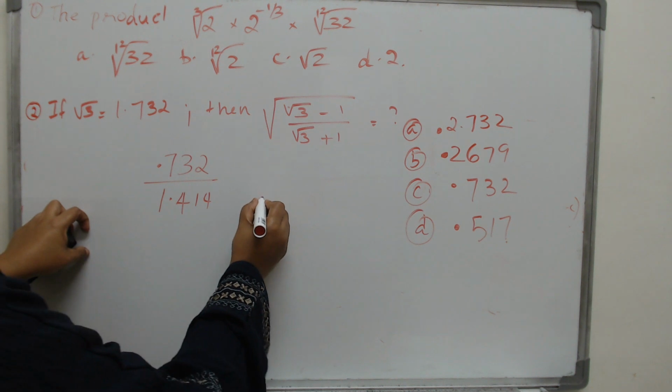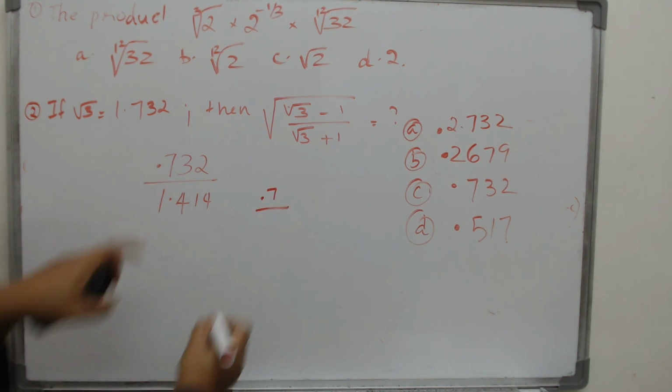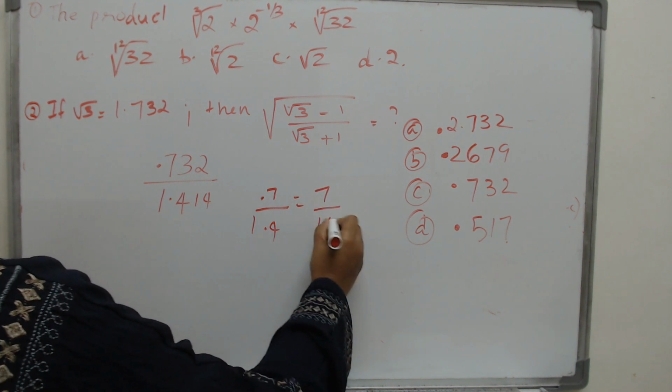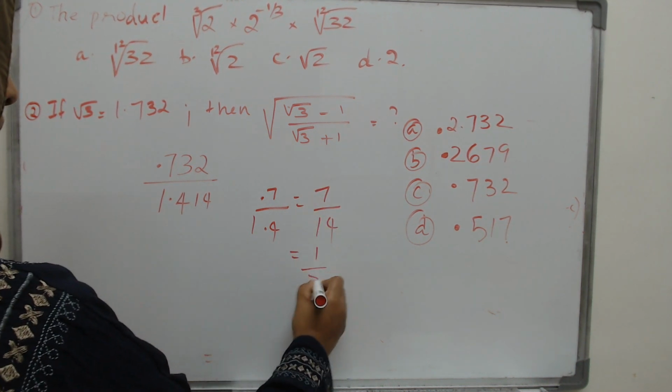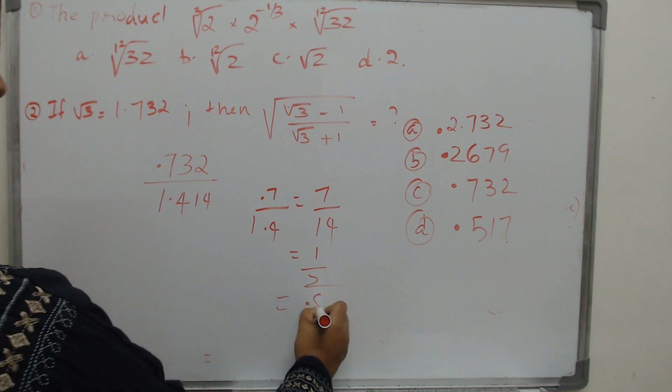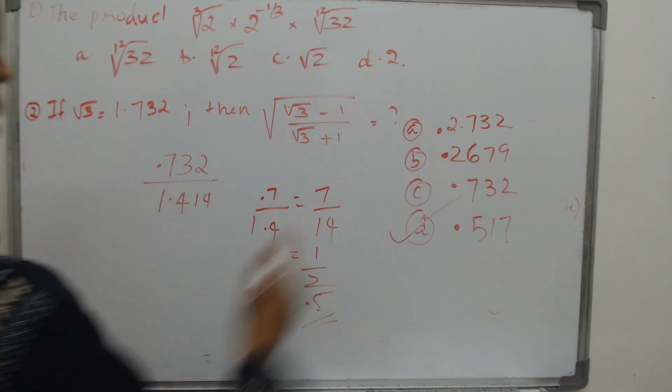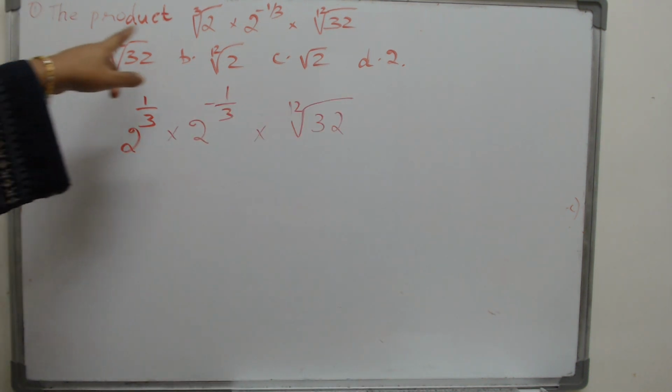This is what? It is 0.7. And what do you have here? It is 1.4. Which means what? This is the same as 7 by 14. Which is the same as 1 by 2. Which is the same as 0.5. Look at which option comes closer to 0.5 and go with that, which is what? This. Now look at the last question.